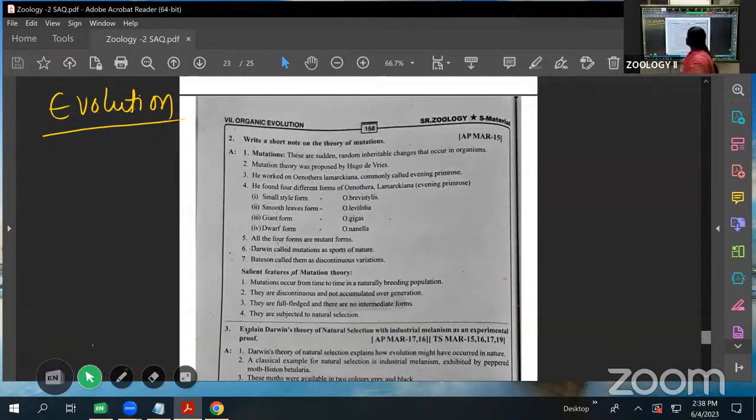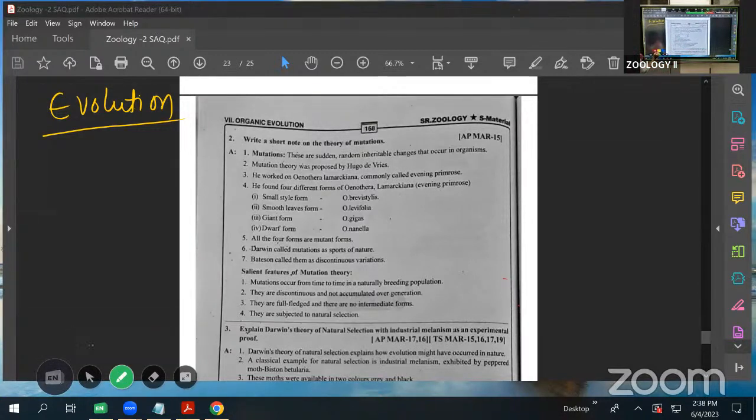Next one is the theory of mutations, also called the mutational theory. See this one. What about mutations? It means the changes, the variations. Sudden genetic variations occur, that we call mutations. Here variations are permanent, but mutations occur in that particular generation only. That we call a mutation.